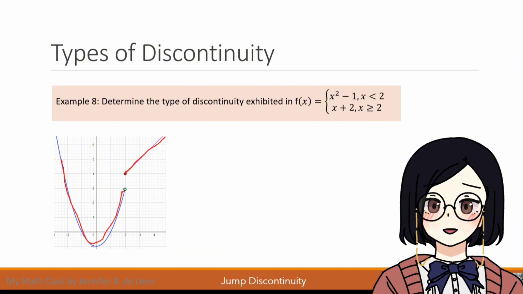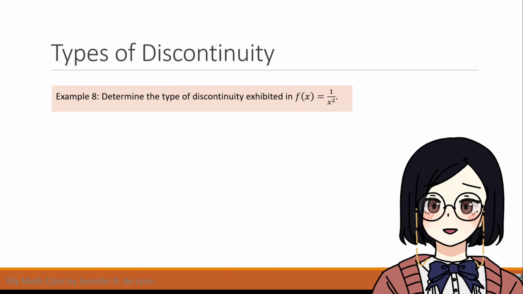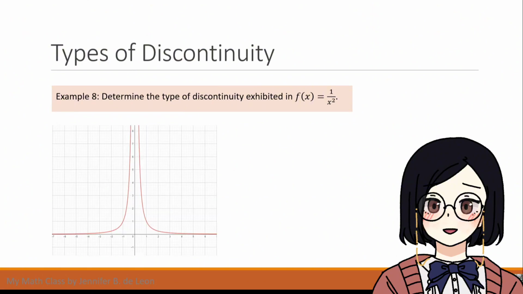Now let's have example number 8. Determine the type of discontinuity exhibited in f of x equals 1 over x squared. Graphically, we can see that as the value of x approaches 0, the value of f of x approaches positive infinity. So by definition, we can conclude already that this graph is discontinuous, and the kind of discontinuity would be asymptotic or infinite discontinuity.